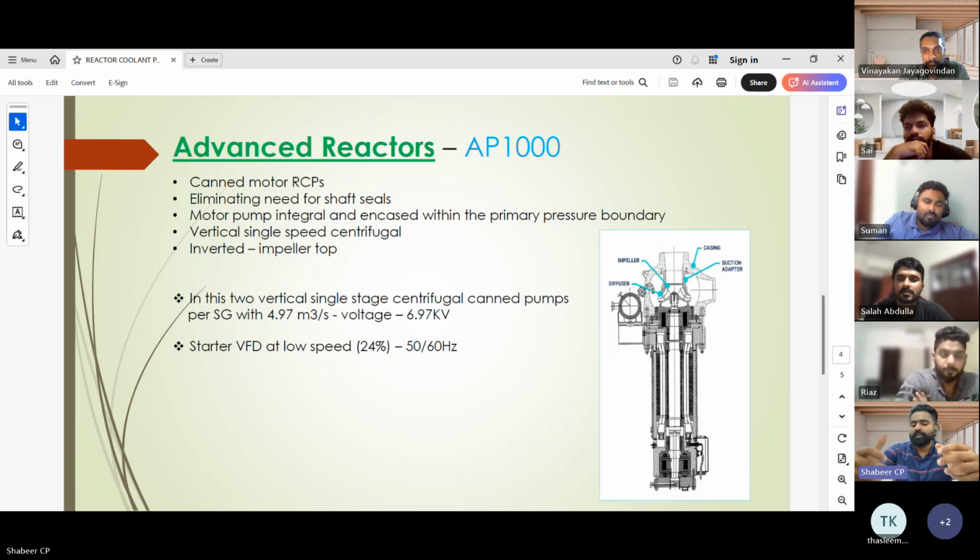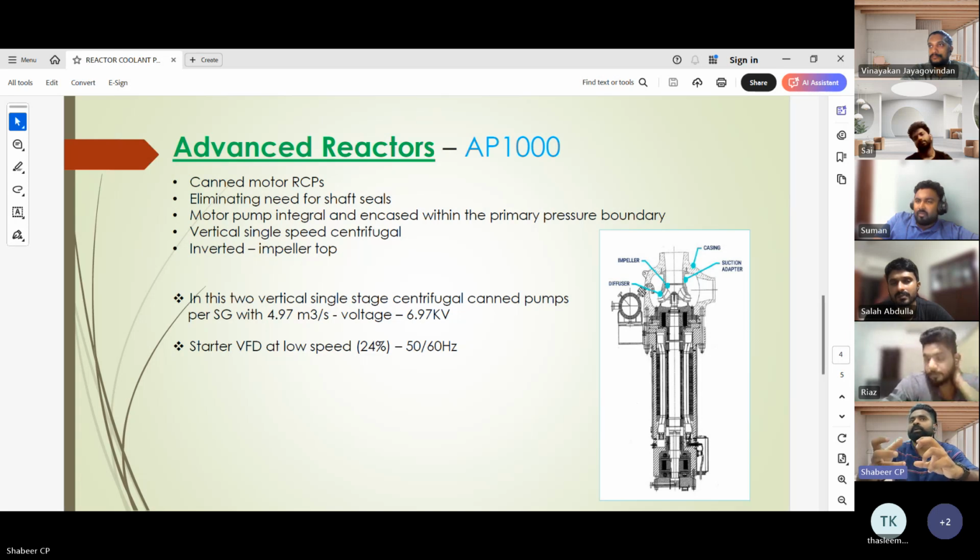The shaft seal, as we already said, is needed because when the RCP is operating, it circulates forced flow of coolant. On the other side, component cooling water also flows through the RCP for cooling purposes. So there should be a seal to protect from these two types of water flow. When constructing the RCP, the motor and pump are integral and encased within the pressure boundary, so we can eliminate the need for shaft seals. It's an advanced type of RCP that's used in the AP1000 reactors.